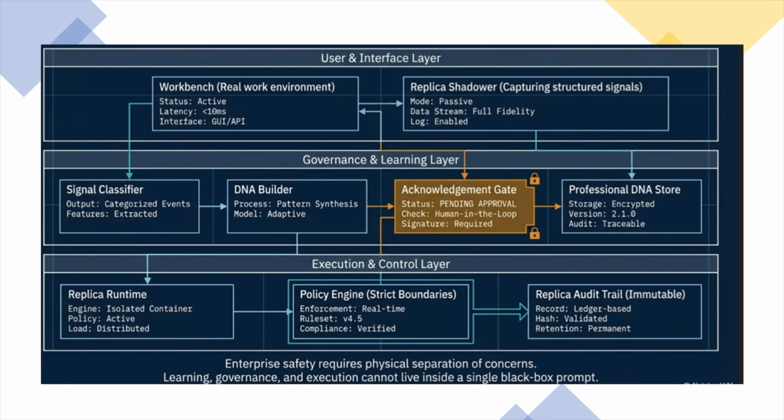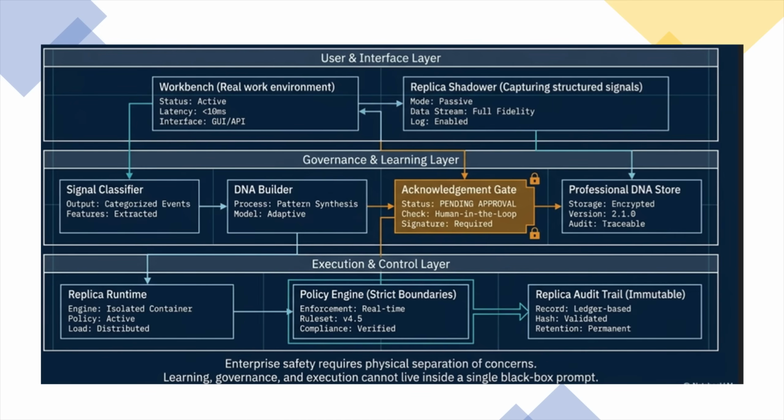Then, the digital replica runtime, which combines current work context, approved DNA, relevant skills, and policy boundaries. Eighth, the policy and autonomy engine, which decides whether the replica can observe, recommend, execute after approval, or act under bounded autopilot. Finally, the replica audit trail, which records what happened and why.